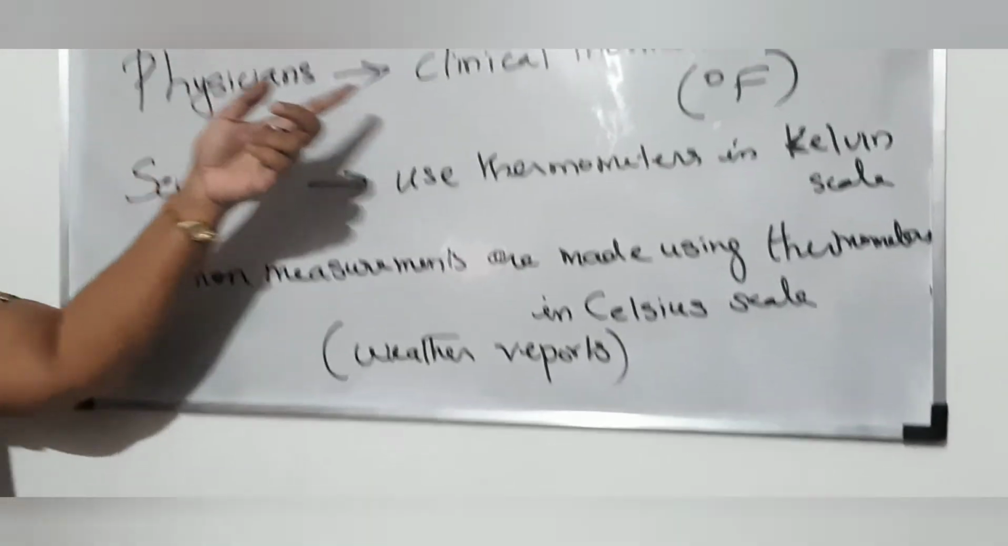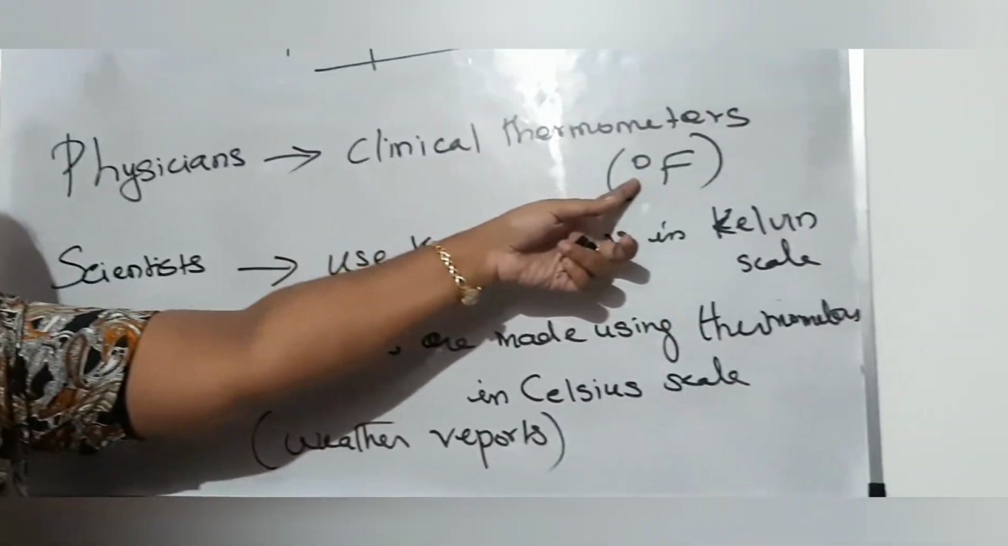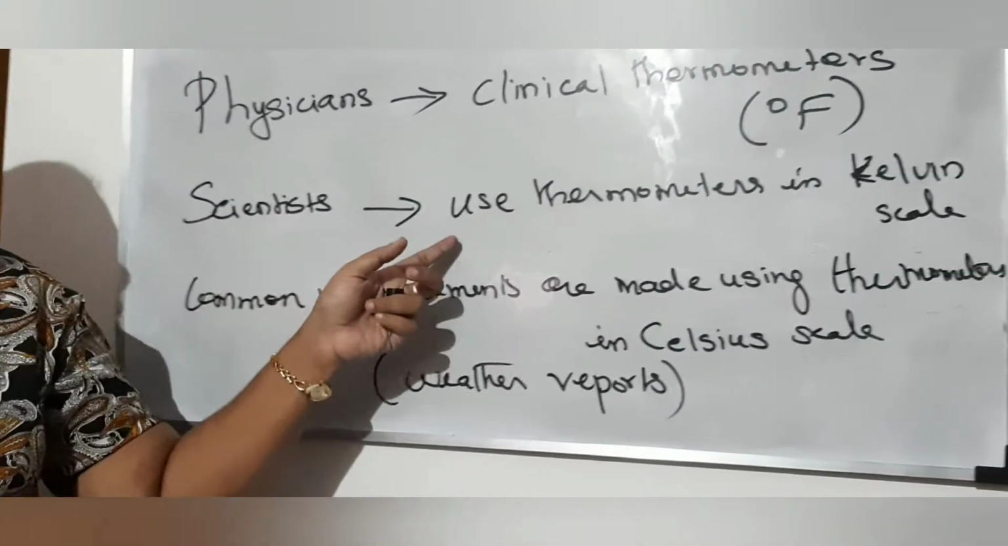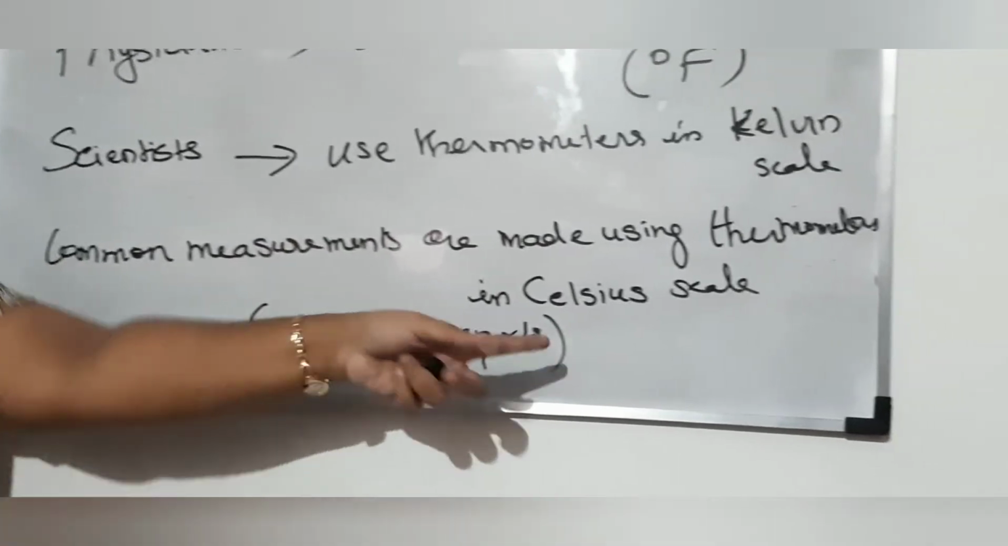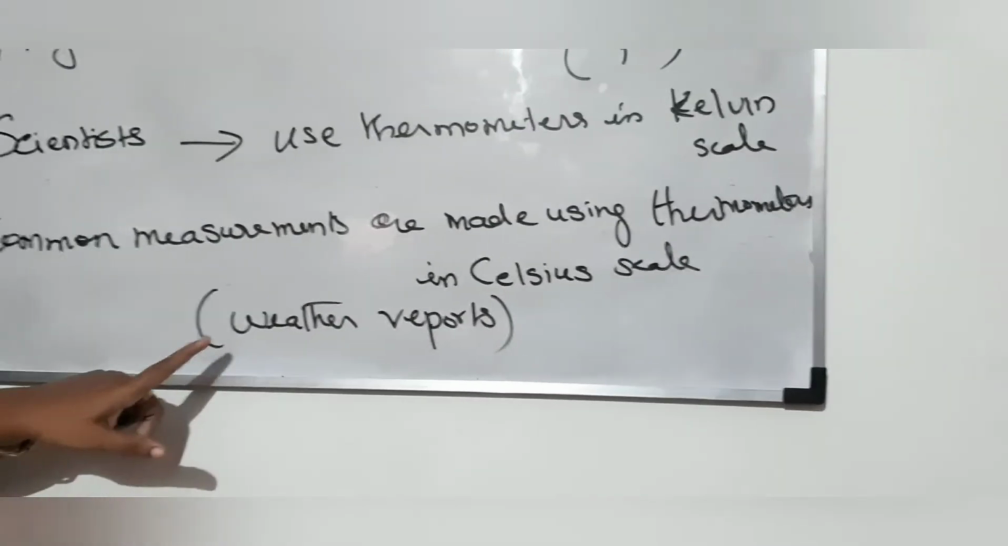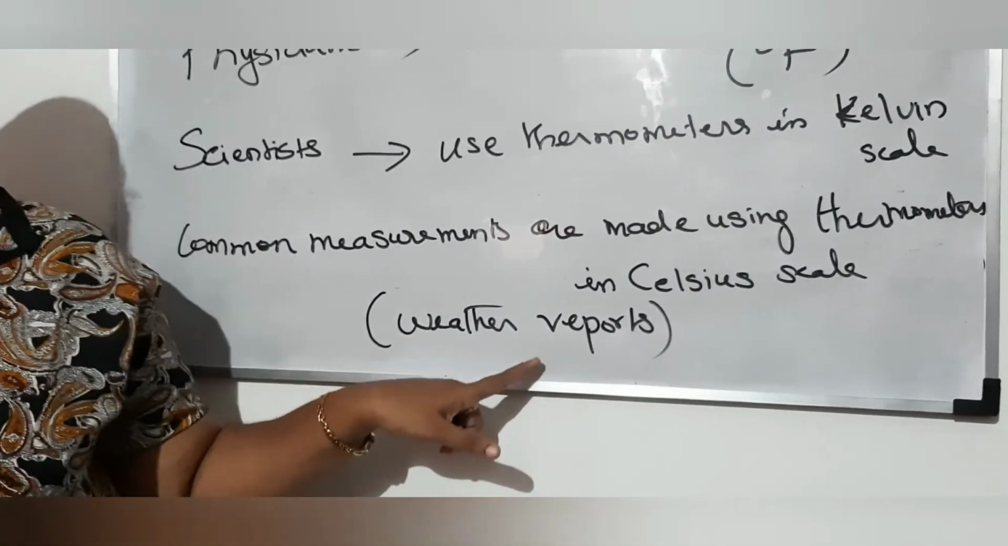So physicians use clinical thermometers, which are in the Fahrenheit scale. Scientists use thermometers in the Kelvin scale. And common measurements are made using thermometers in the Celsius scale. For example, we can say weather reports.